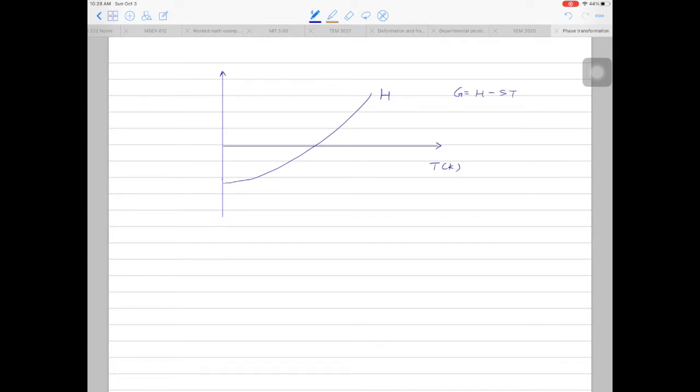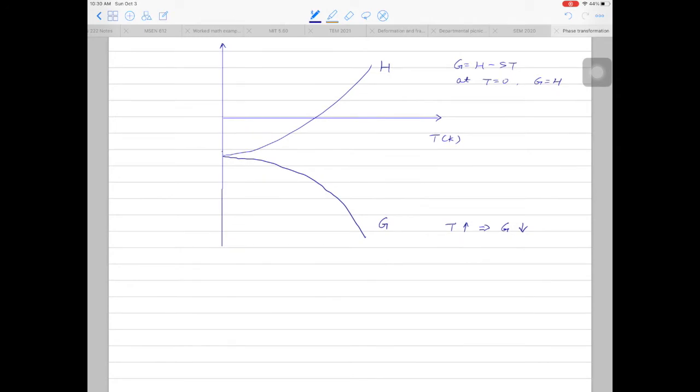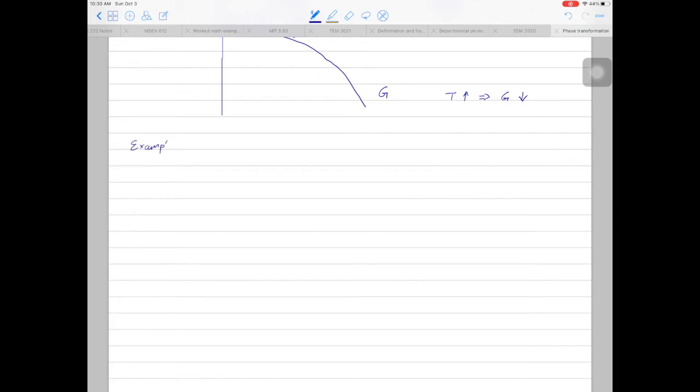When T is at absolute 0, G equals H. We know that both G and H start from the same point. But overall, when the temperature increases, G decreases. When considering H, S, and T together, the gap between H and G, from the formula, you can tell is just simply ST.